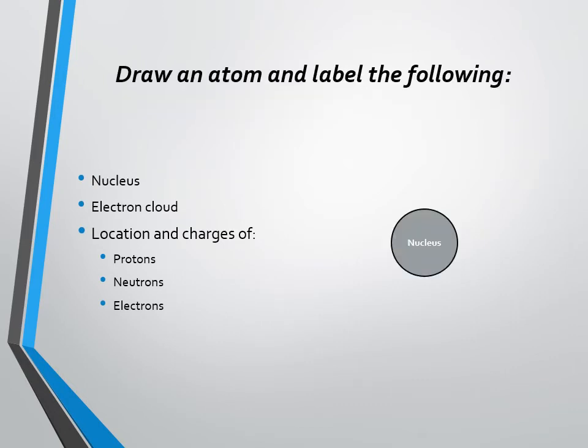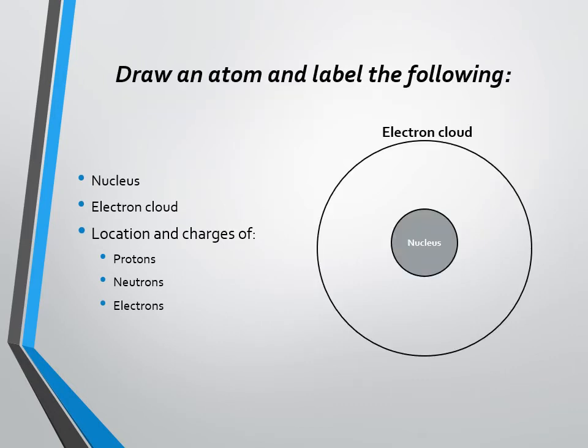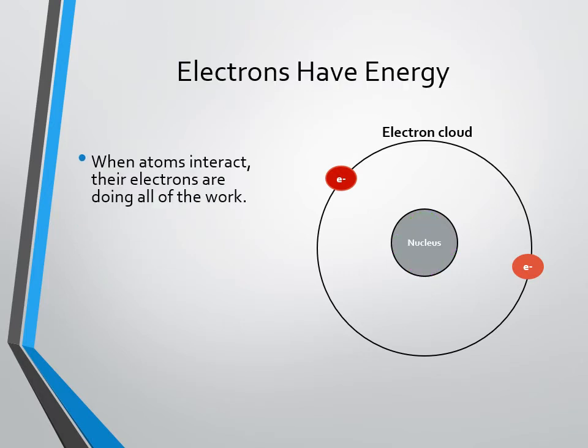We're going to skip that. So we got the nucleus, the electron cloud. It tells you to draw everything out, but we're going to skip this pretty much.